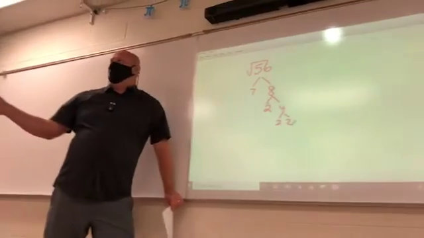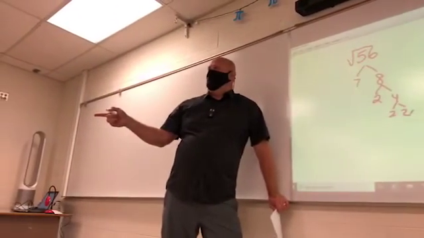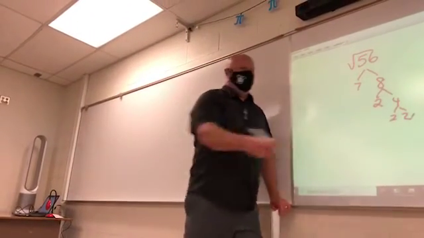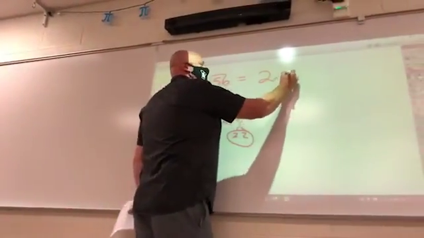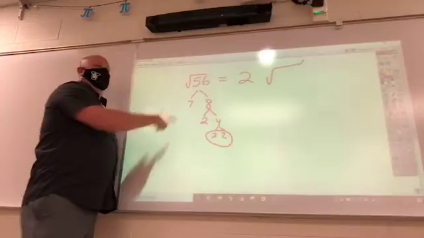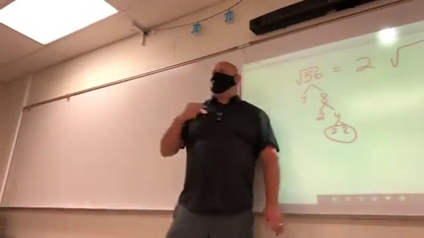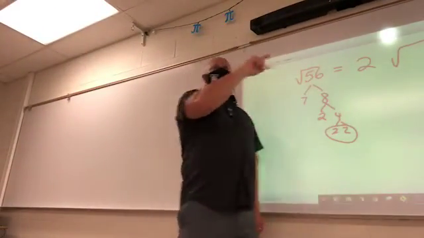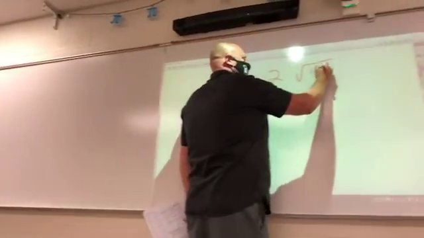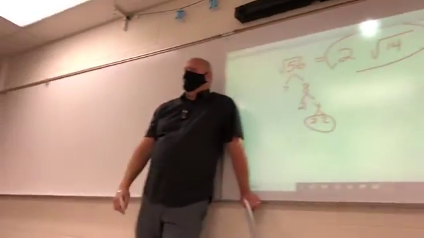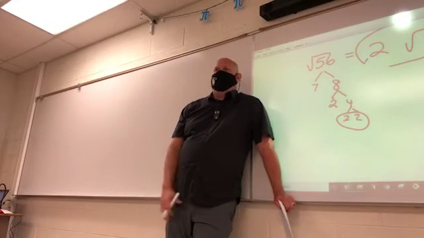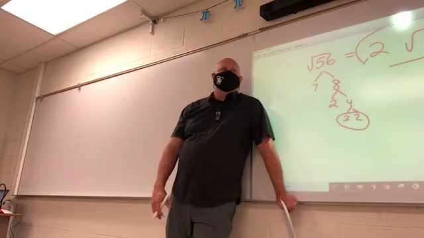Now, what are you looking for? You need a pair. I got a pair of 2s, which means I can pull a 2 out. That 2 and that 7 don't pair up, which means they get stuck back inside. So there is your answer, 2 root 14. Yeah? Easy? Something you're going to need.